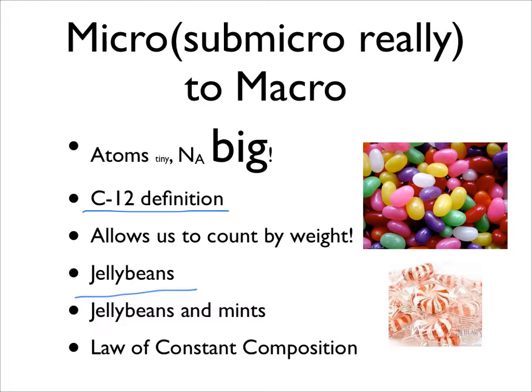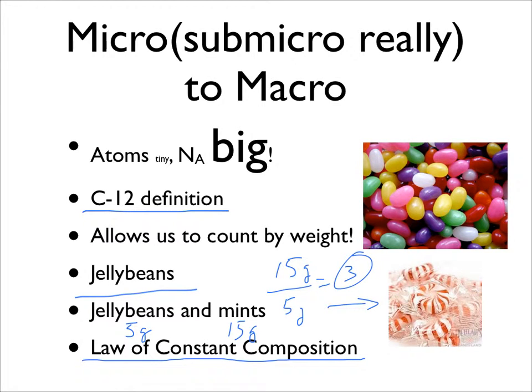Now, there's also what I call the jelly bean and mint analogy. So if a jelly bean, say, weighs 5 grams, and a mint weighs 15 grams, so good old Starburst mints there. If you wanted 1,000 jelly beans, you would weigh out 5,000 grams. If you wanted 1,000 mints, you would weigh out 15,000 grams of mints. Now that ratio of mass is actually what allows us to understand the law of constant composition. The ratio of 15 grams of mints to 5 grams of jelly bean is a constant ratio, 3:1. So that is how we can determine the actual formulas of molecules, or of formula units. That is through this application of Avogadro's number.